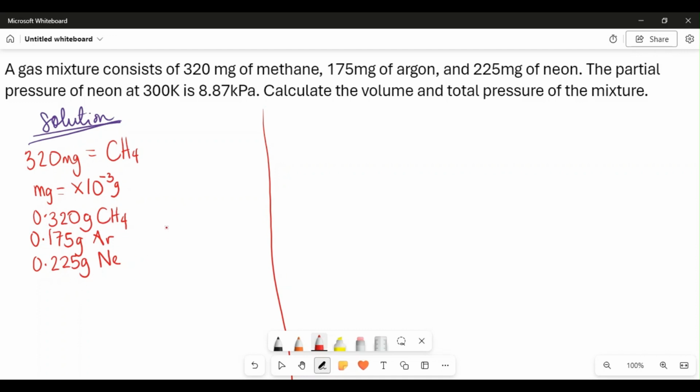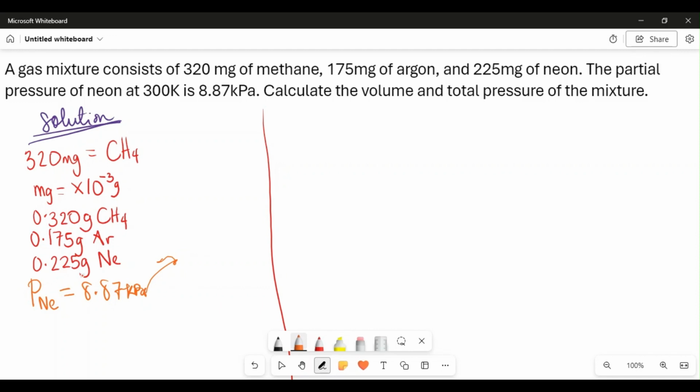The next thing we have to understand is that we are told the pressure of neon is 8.87 kilopascal. It's important to know that this particular question is dealing with Dalton's law of partial pressures, where the total pressure of a mixture is equivalent to the total of the pressure of each individual gas in the mixture. So you have 8.87 kilopascal.